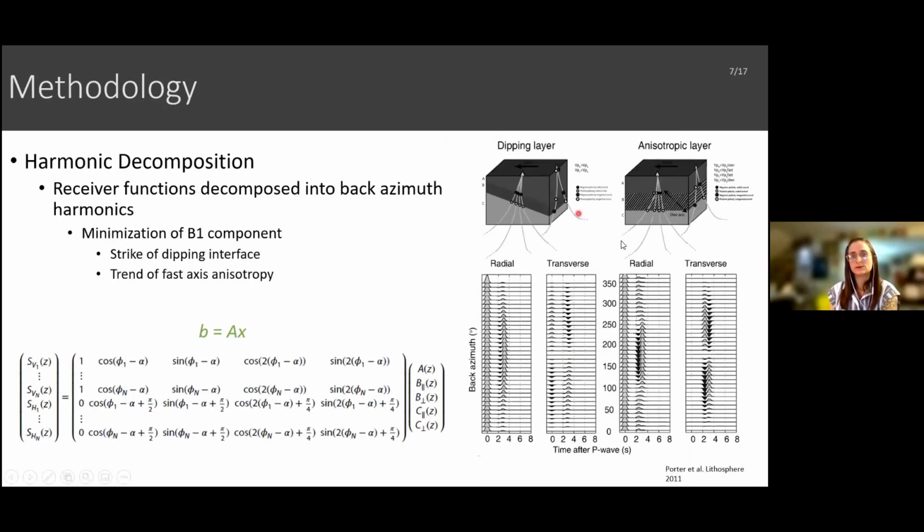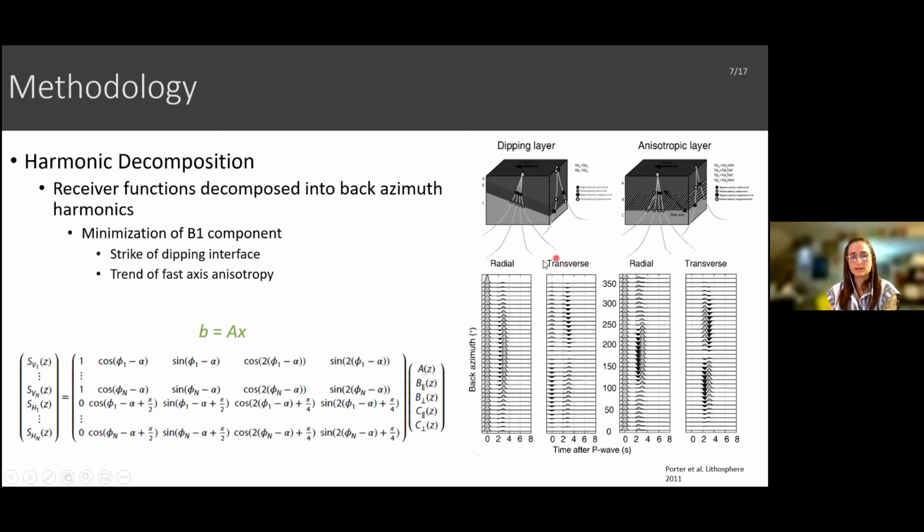And here is an example of two receiver functions for a situation where we have an anisotropic layer and then a dipping layer, which are the two situations that we're interested in investigating. We can see for both of these that on the transverse component, we have a signal present. If it was just horizontal and isotropic, we wouldn't have anything on that transverse component. So we're looking for something like this in the receiver functions that we're producing.